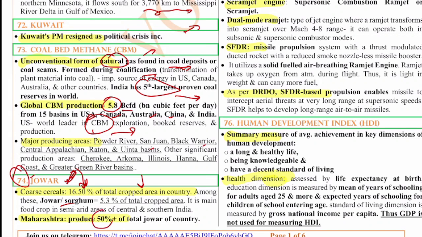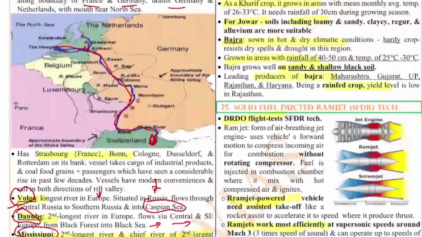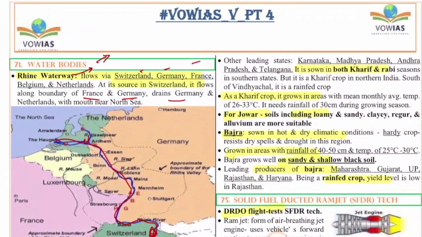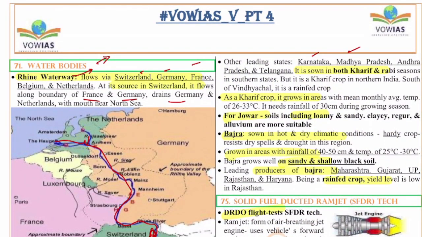Maharashtra produces 50% of the total jowar of the country. So Maharashtra is the largest producer. And other leading producer states are Karnataka, Madhya Pradesh, Andhra Pradesh and Telangana. It is sown in both Kharif as well as Rabi. And for jowar, the soils are loamy, sandy, clay, regur, alluvium, etc.